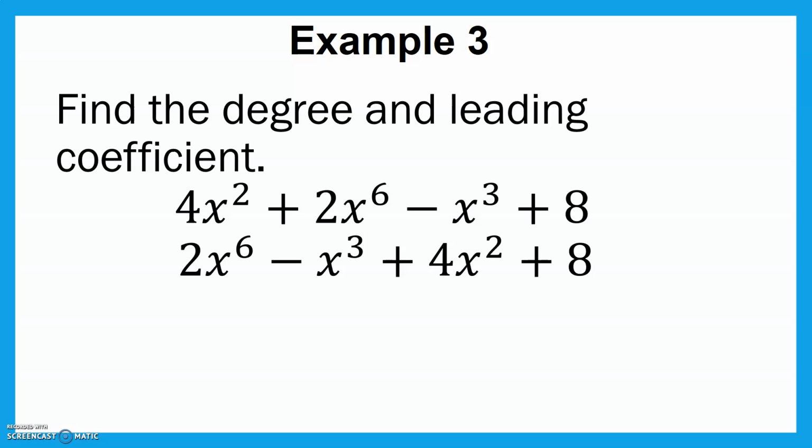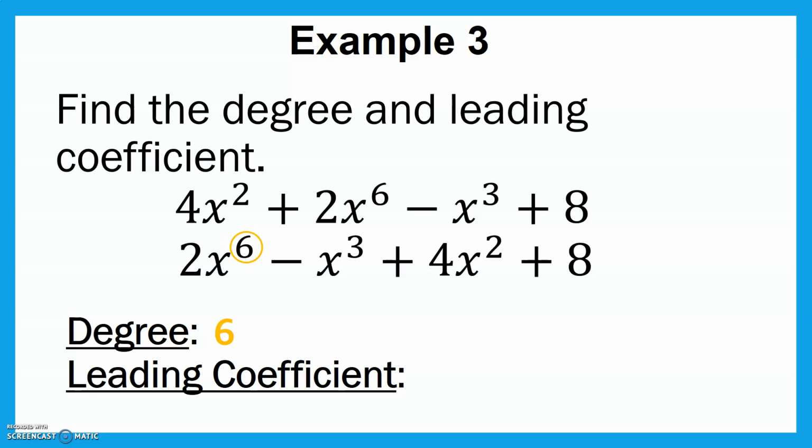That was the first thing I had to do before I could find the degree or the coefficient. Now I'm looking for the degree. It's the degree of the first term when it's written in standard form. So there's my degree, it is 6. And then the leading coefficient is the number in front of that term, which is 2. So my leading coefficient is 2.